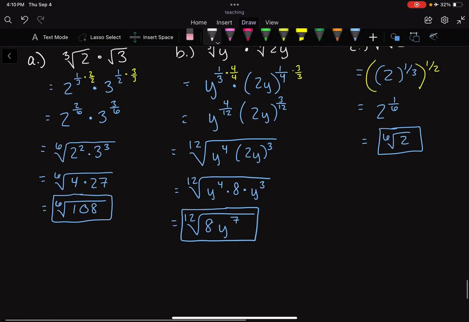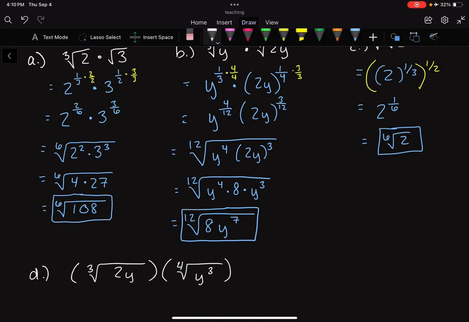Now before you go, I do want to show you just one more. I actually put this one on a test once and no one got it right, so I chose to throw it out. So if you want to go ahead and try that one, I'll tell you what the answer is. Your answer should be y 12th root of 16y. That's the answer. But maybe practice that one on your own and just see if you can do it.